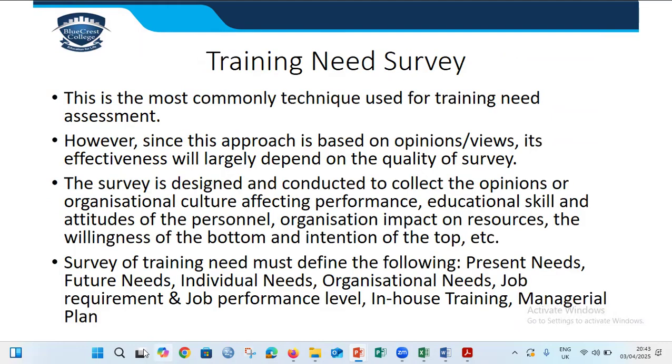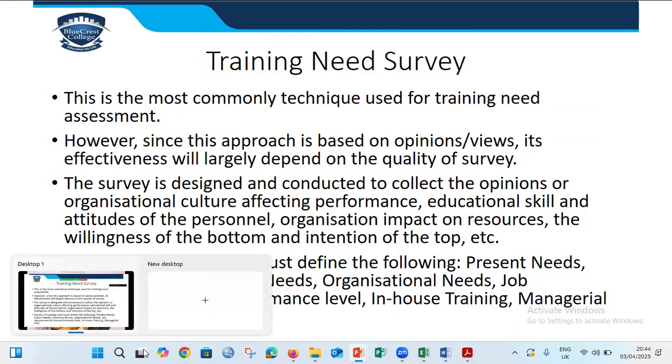The first one is the training needs survey. This is the most commonly used technique for training needs assessments. Even though it is the most common technique, it is effective, however, since this approach is based on opinions or the views of people, its effectiveness will largely depend on the quality of the survey.